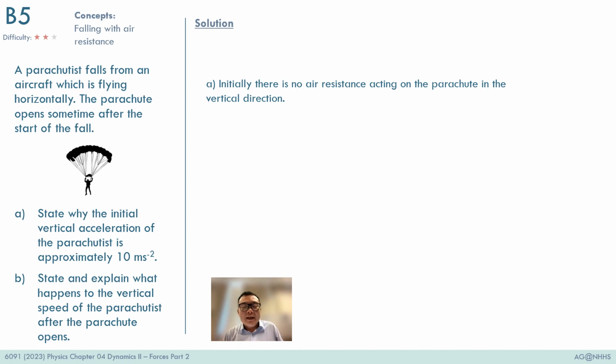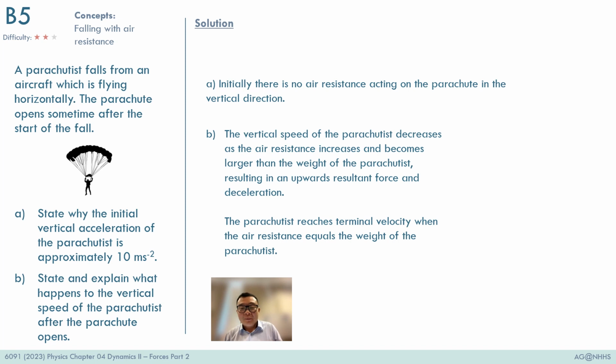Now, in part B, what happens when the parachutist opens his chute? The parachutist will slow down, and the reason for this is because as the person opens the chute, immediately the surface area becomes very, very big. And when the surface area becomes very big because of the parachute, the air resistance force suddenly becomes a very, very big value.